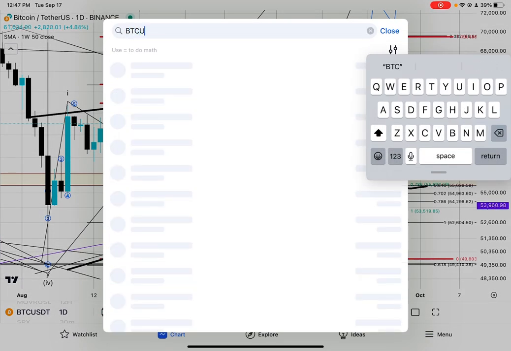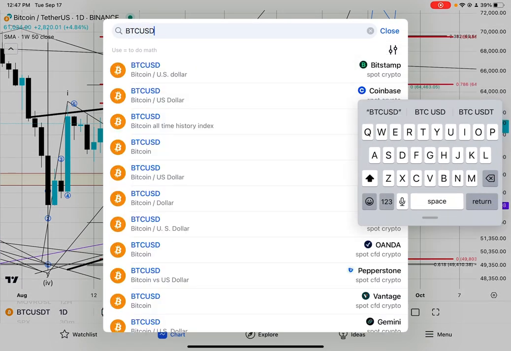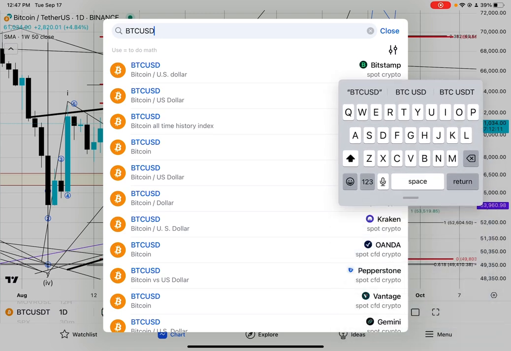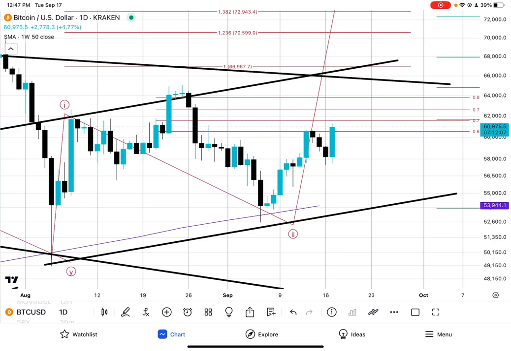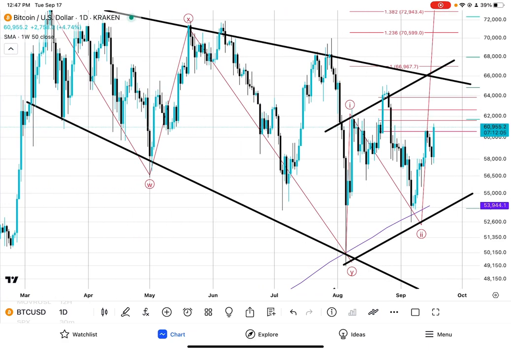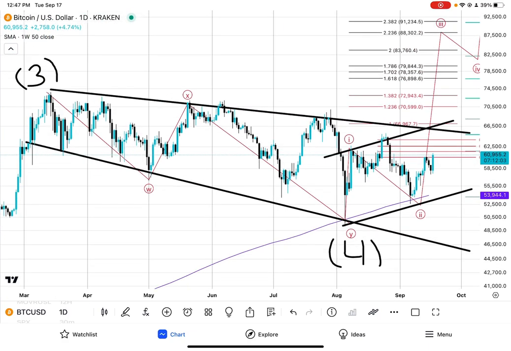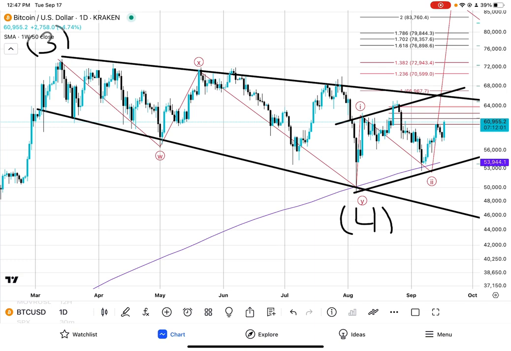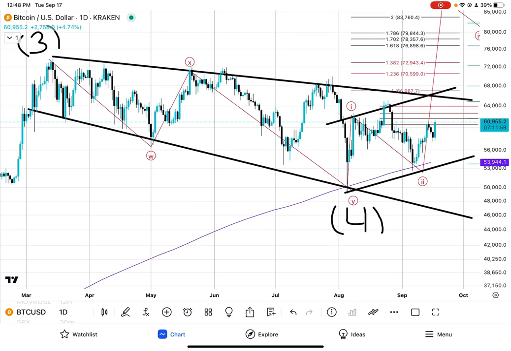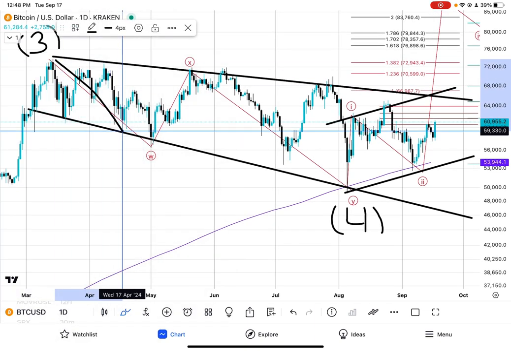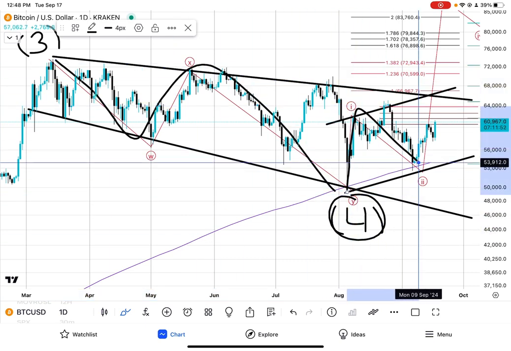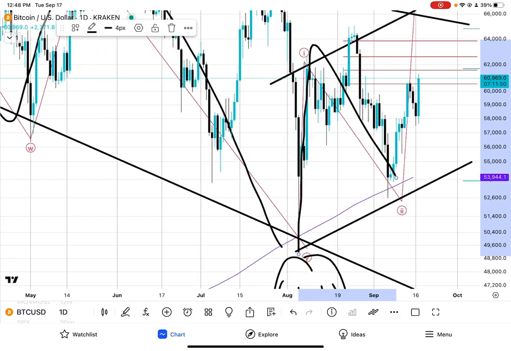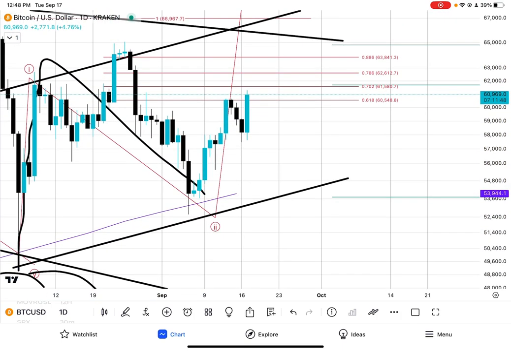Let's take a look at another sketch that I did here with the source being Kraken. I'll show you right over here. Okay, so this is just a simplified view of Bitcoin, right? This over here is your 3. Come down for a WXY for your 4. And then we have a 1, 2. But we would need to see how price reacts to this intermediate resistance over here.